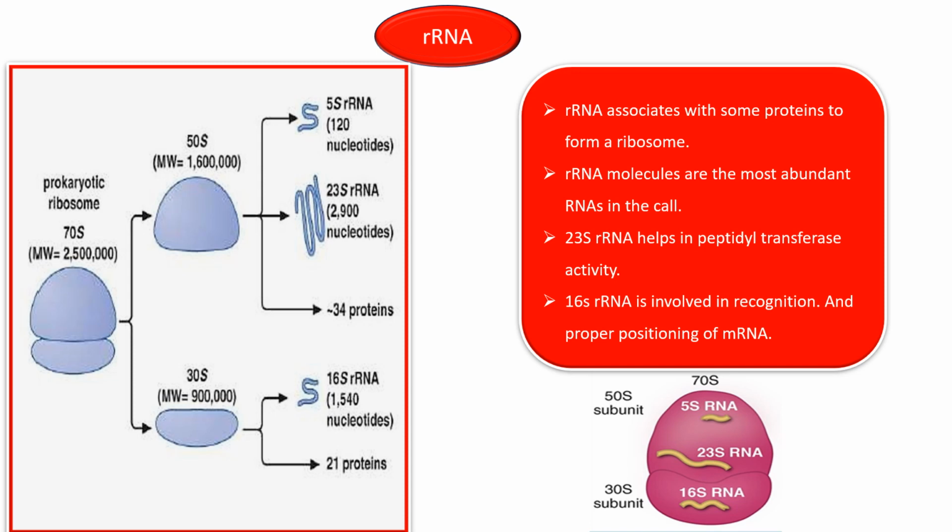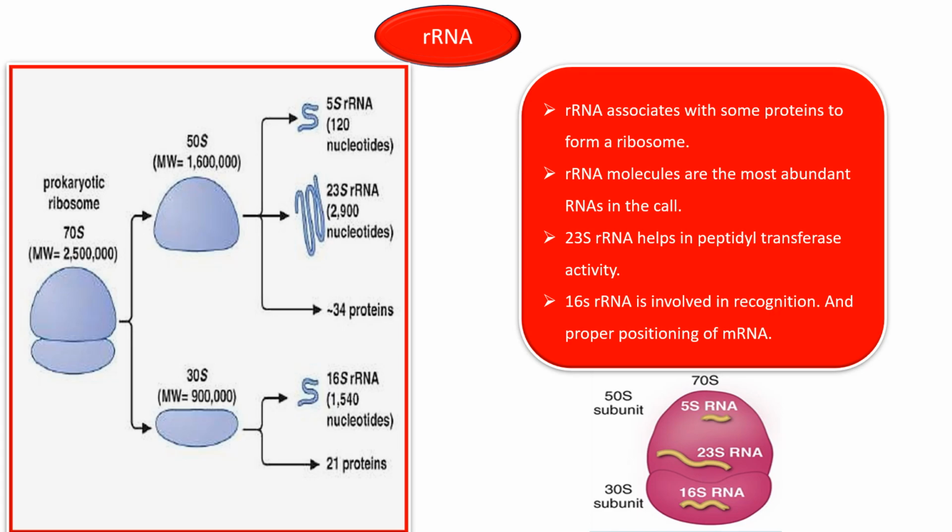The 70S ribosome contains 16S rRNA, 23S rRNA and 5S rRNA. Each has different roles. 23S rRNA has a catalytic role. It helps in peptidyl transferase activity during translation. We will talk about it later on. 16S rRNA has a role in recognition. It is involved in proper positioning of mRNA on the ribosome.